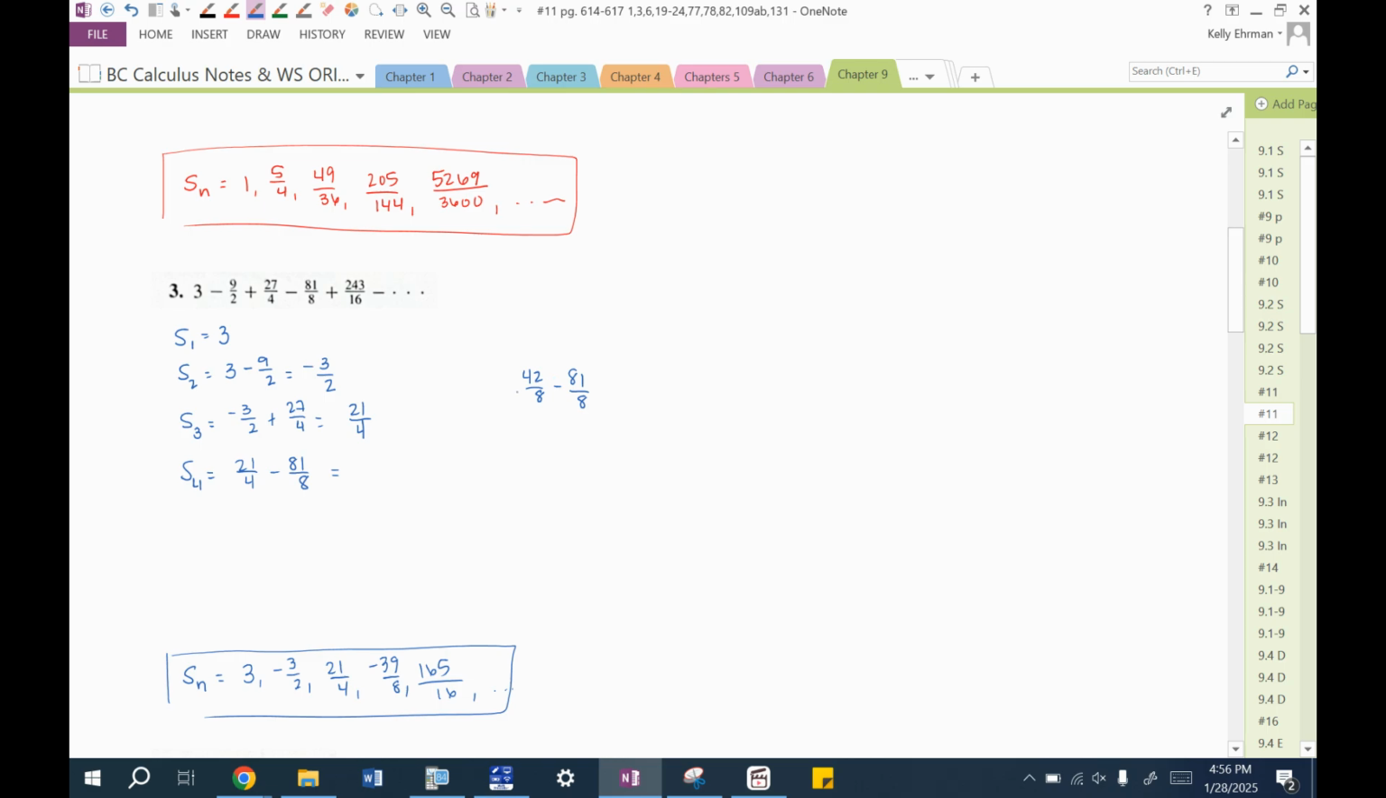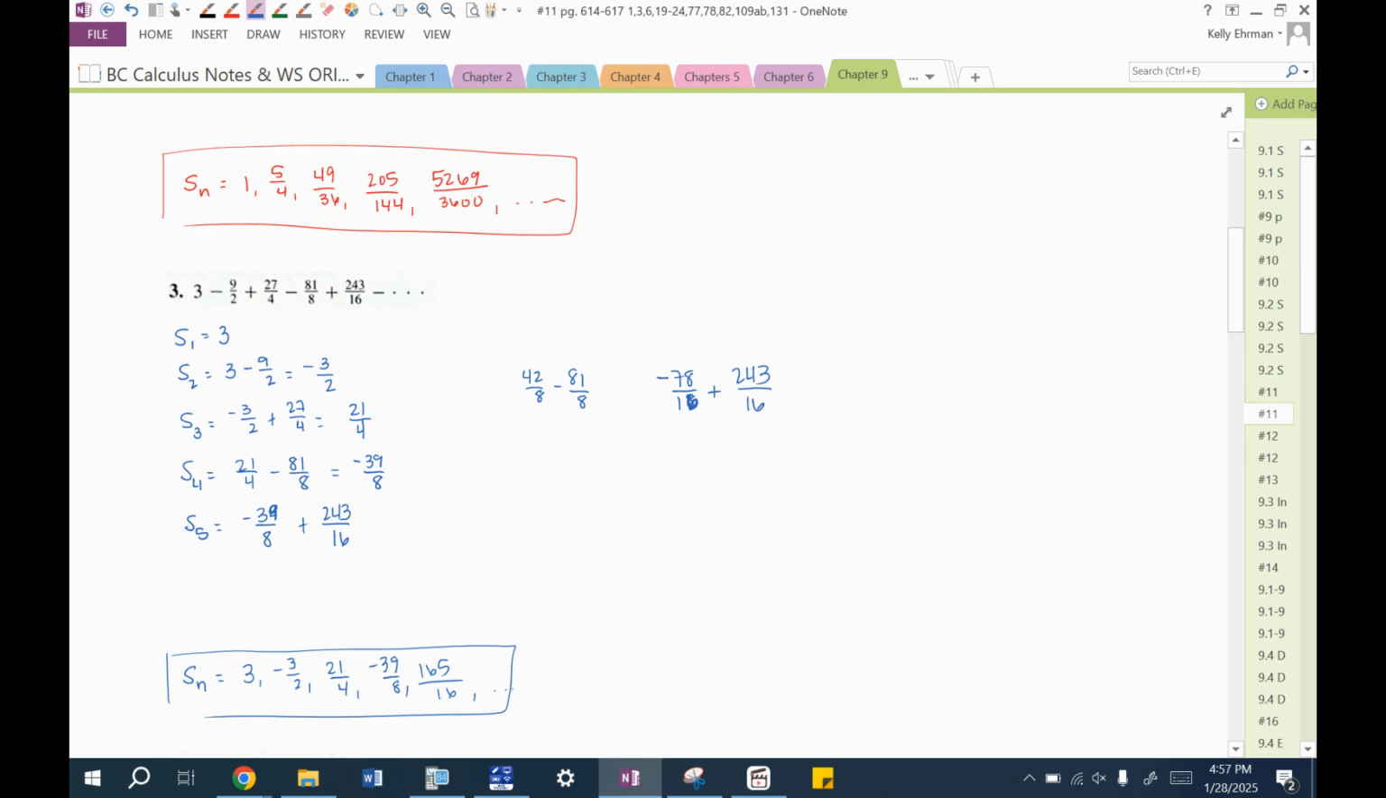So 81 minus 40 would be 41, and then we need to subtract 2 more, so that would be 39, negative 39 over 8. And the fifth partial sum is that previous partial sum, negative 39 over 8, plus 243 over 16. So this is going to be negative 78 over 16, plus 243 over 16.